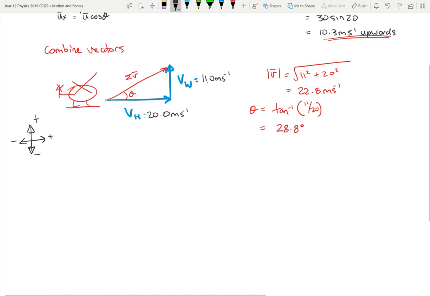This question could be east and north, because we're going to bring in some direction now. We're going to combine our magnitude, that our vector is 22.8 meters per second, let's go east 28.8 degrees north. Okay.